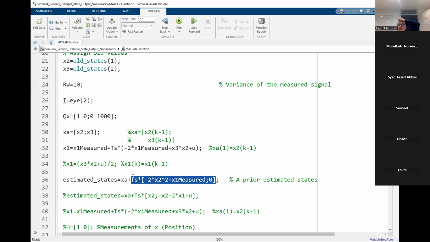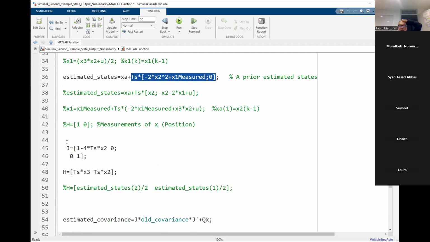But of course, I have to put the x1 measured because I measured x1. It's not a state. I don't estimate x1. The rest, no changes. I copied the Jacobian, the state Jacobian. I copied the output Jacobian. Of course, if you want to use the second approach, I have to throw away this comment.